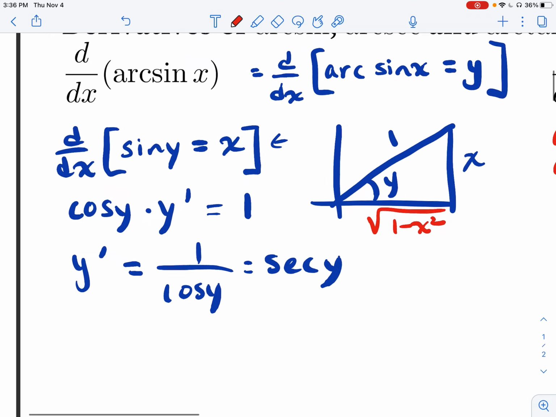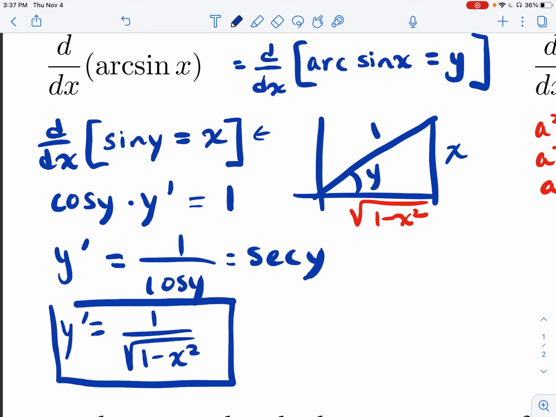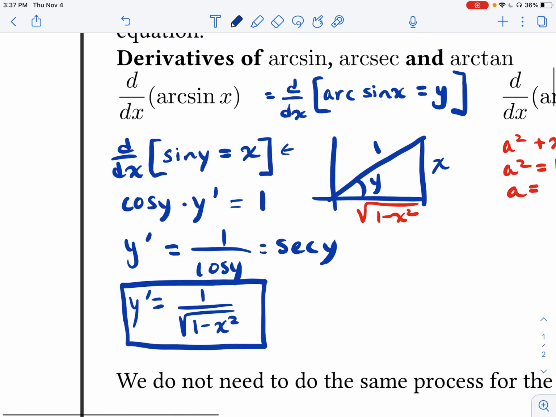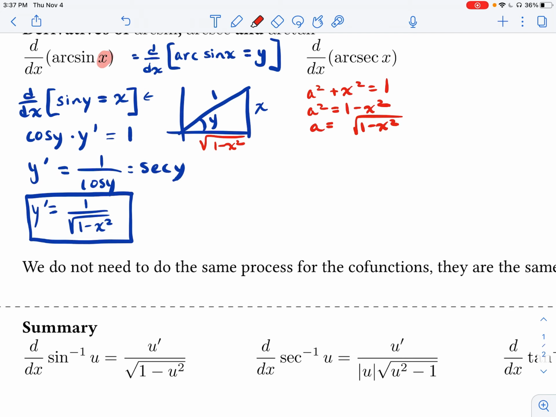Now that we have that, we can say that y prime is equal to secant, which is hypotenuse over adjacent, 1 over root 1 minus x squared. And this is the derivative of the arc sine of x. It's 1 over root 1 minus x squared. There is obviously a chain rule form of this as well. If x is not just the variable x, but some function of u, we can say that the derivative of arc sine of u is u prime over root 1 minus u squared, which is this formula here. Okay?